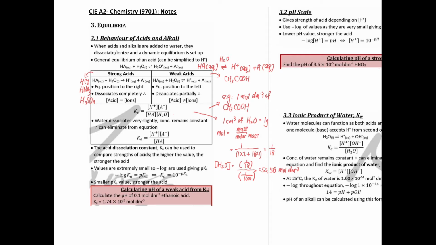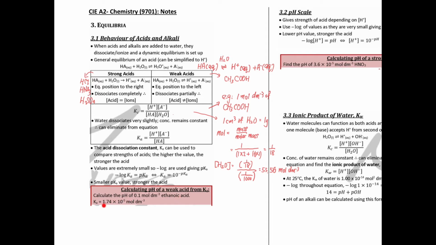And what is Ka? Ka is the acid dissociation constant, as you can see here. They said it can be used to compare the strength of acids. The Ka has some significance: it represents the strength of an acid, where the higher the value, the stronger the acid. So you can look at their Ka and compare. For example, you see ethanoic acid.